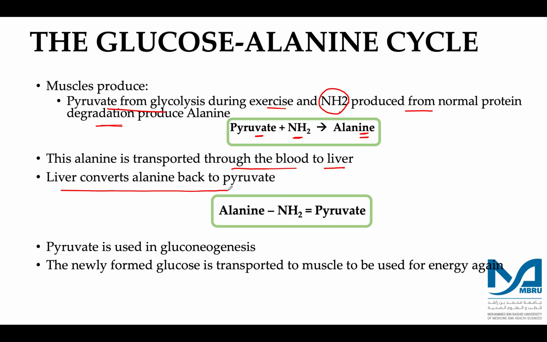You already know that liver is the site of gluconeogenesis. So once this alanine reaches the liver, it will use alanine as a substrate for producing glucose. Non-carbohydrate, so it's gluconeogenesis. In the process, this amine group is released out of alanine. Pyruvate is formed. So here we combine pyruvate with amine to get alanine. Here we take away the amino group from alanine and we get back pyruvate. This pyruvate enters gluconeogenetic process and leads to the formation of glucose. And the newly formed glucose is transported to muscle to be used for energy again. Just like the Cori cycle, where we were using lactic acid, here we are using alanine.